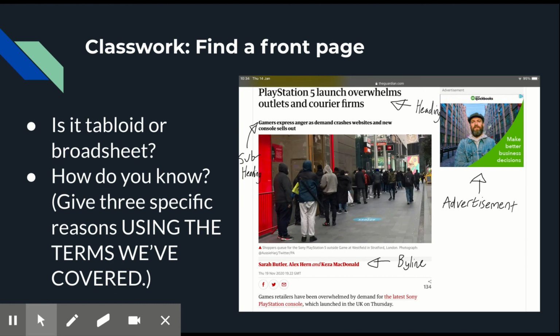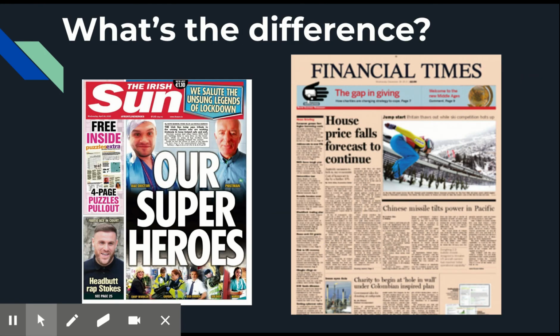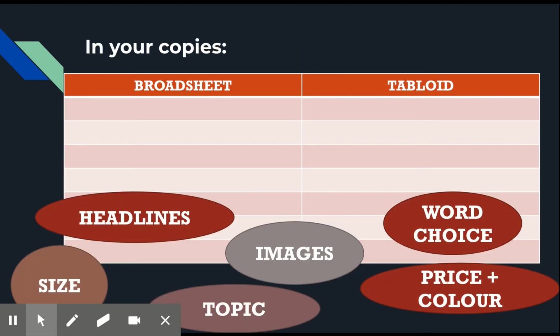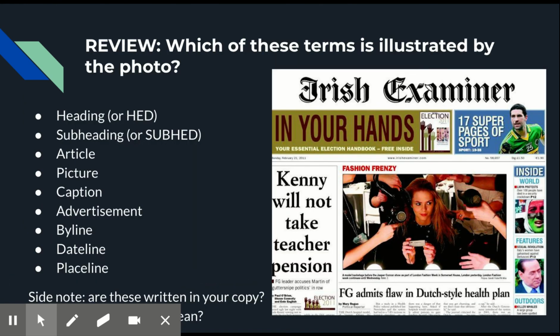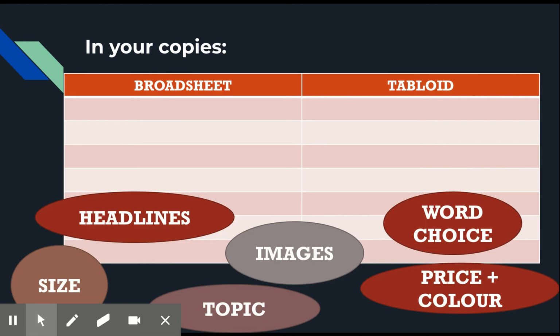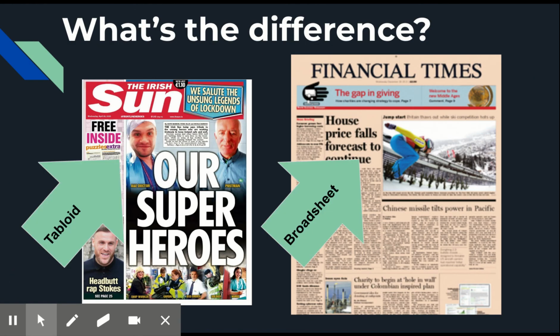So here's what I want you to do. For the classwork, you're going to find a front page and you're going to tell me if it's a tabloid or a broadsheet. Tell me how you know and give 3 specific reasons and try to use the terms we've covered. So you have to use 3 of the terms that we talked about. Remember heading, subheading, article, picture, caption, advertisement, byline, dateline, placeline. Make sure that you use 3 of those words in your response, right?